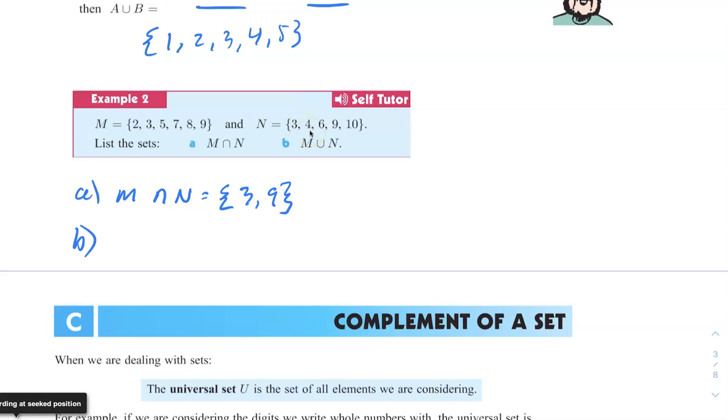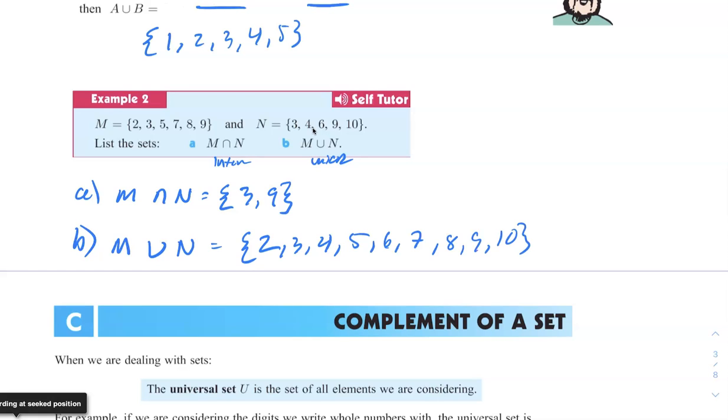And then B is the union. So I always think union: you put them together. And that's the easy one, just put them all together. So I have to put a 2 down because there's a 2 there, put a 3 down because there's a 3 there. There's also a 4. There's a 5 on M. There's a 6 on N. There's a 7, there's an 8, there's a 9, and there's a 10. Right? So as long as it's in one of them, it's in the union. You just put them all together.